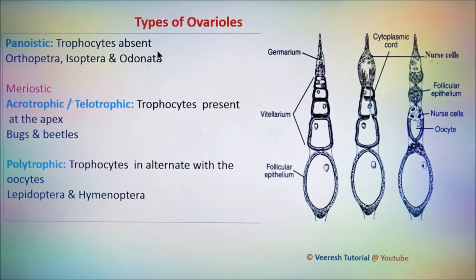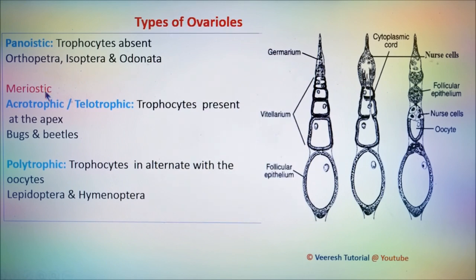Based on the presence or absence of trophocytes or nutritive cells, there are three types of ovarioles. The first one is the panoistic ovariole, where trophocytes, that is nutritive cells, are absent. So you can see this is the egg, whereas here nutritive cells are absent. The oocytes are nourished by the secretion of the follicular cells. This type of ovariole you can see in Orthoptera, Isoptera and Odonata.